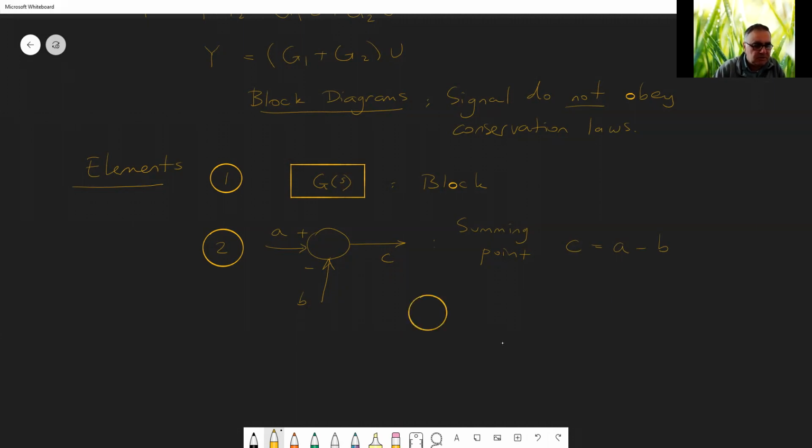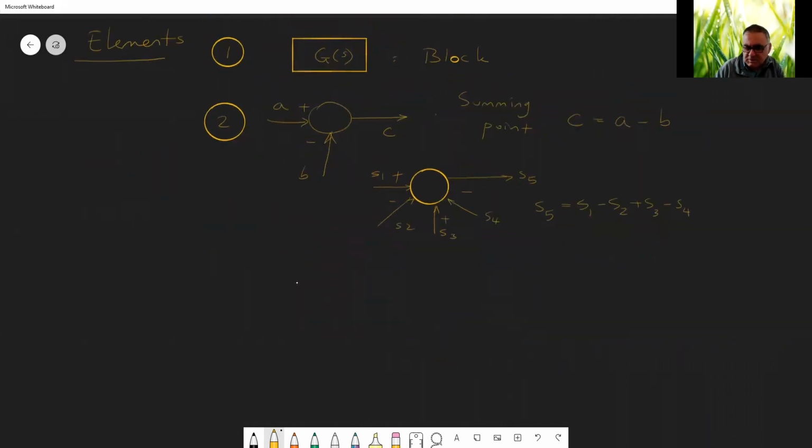If you have multiple signals like here, let's say S1, S2, S3, S4, let's say this is plus, minus, and let's say this is the output S5, you would have S5 equal to, for example, S1 minus S2 plus S3 minus S4. Okay, something like this. So summing point is one more thing.